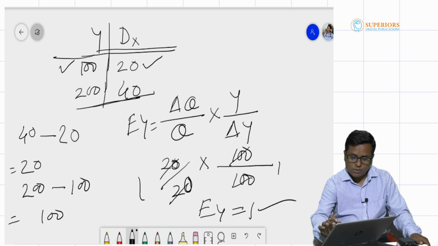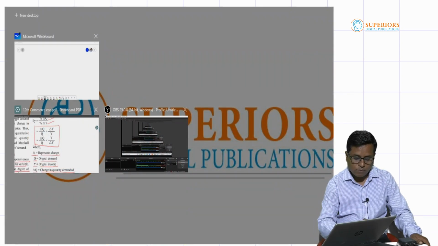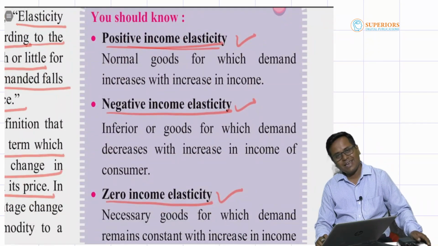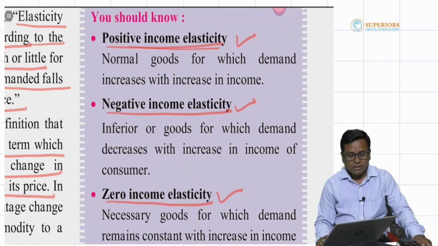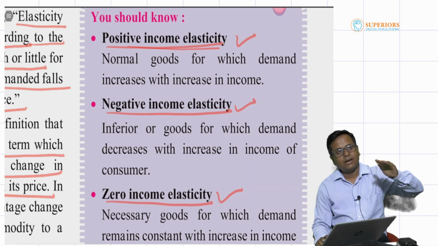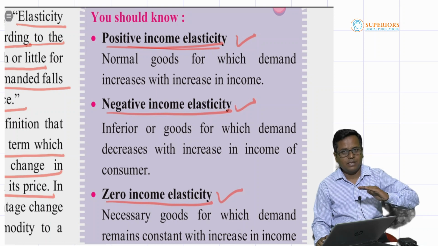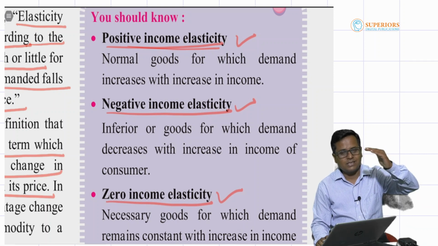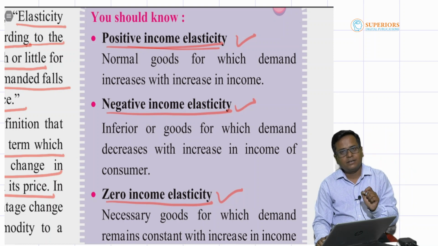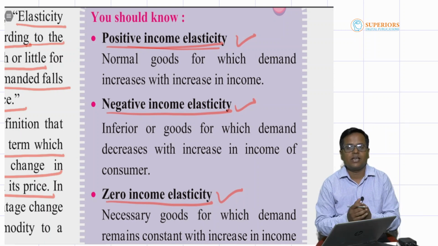But in case of inferior quality goods, low quality goods, in case of Giffen goods, demand for them rises when there is a fall in income. Demand for inferior quality goods rises when there is a fall in consumer's income, and demand for them falls when there is a rise in consumer's income.